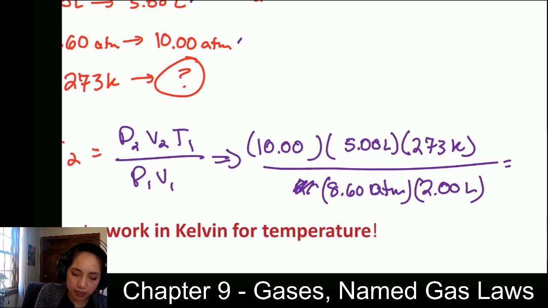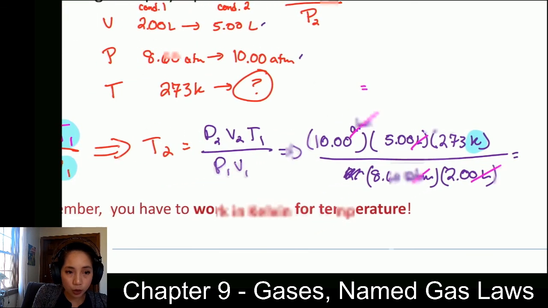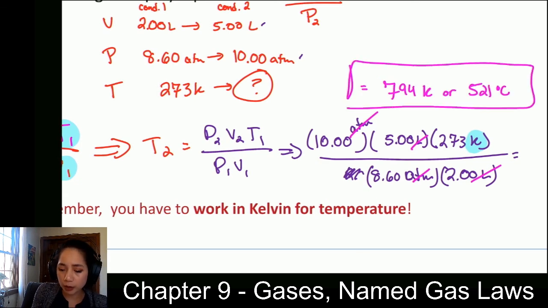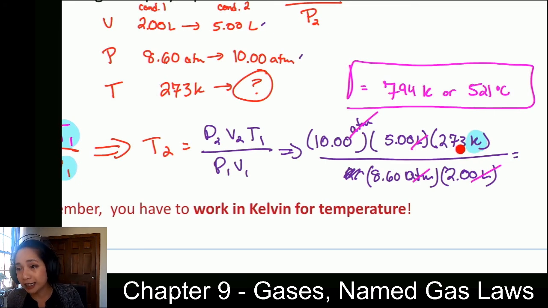You see that atms cancel, liters cancel, leaving us with the unit of Kelvin. And so if you stick that into your calculator, our new temperature is 794 Kelvin, or about 521 degrees Celsius. So again, remember, because T1 is in Kelvin, that's the temperature T2 is in. But in order for the combined gas law to work, temperatures must be in Kelvin. If you do it in Celsius, it's not going to work out.